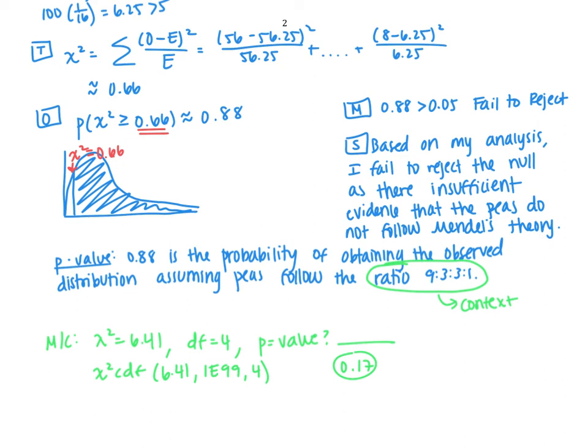If you ever get a problem where it gives you the test statistic already, you're going to use chi-square CDF. Just keep in mind, it's an upper-tailed test. Will there be 4 degrees of freedom or 3? I just made these numbers up. Oh, okay. So I chose 4.